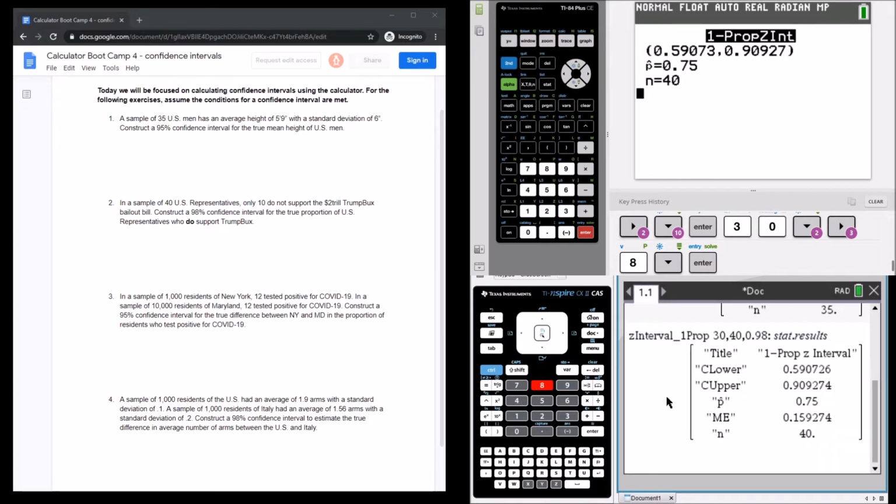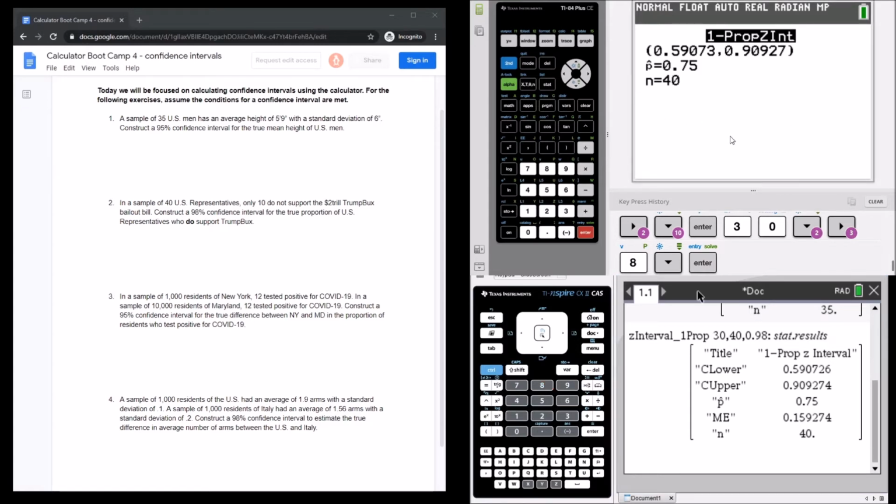And that gives us roughly the same answer. We have 59% to 91%, so we assume that somewhere in this interval the true proportion is captured. Okay, so we are 98% confident, I should say, that the true proportion of representatives who support this bill is somewhere between 59% and about 91%. Okay, let's look at question number 3, this time on the 84.